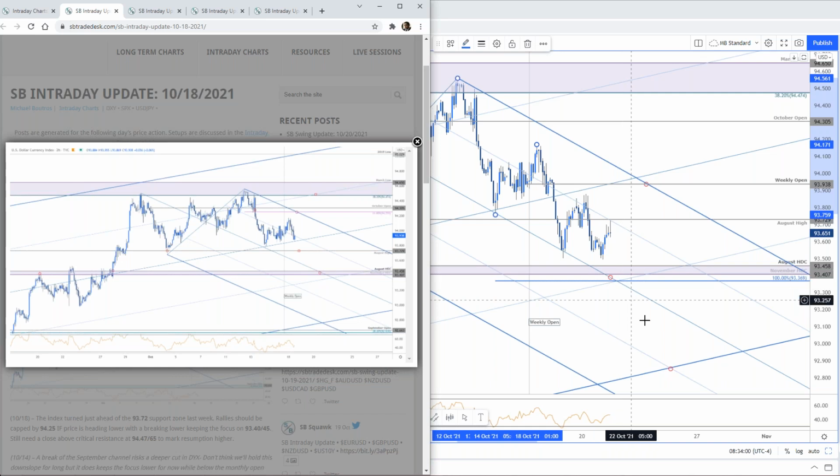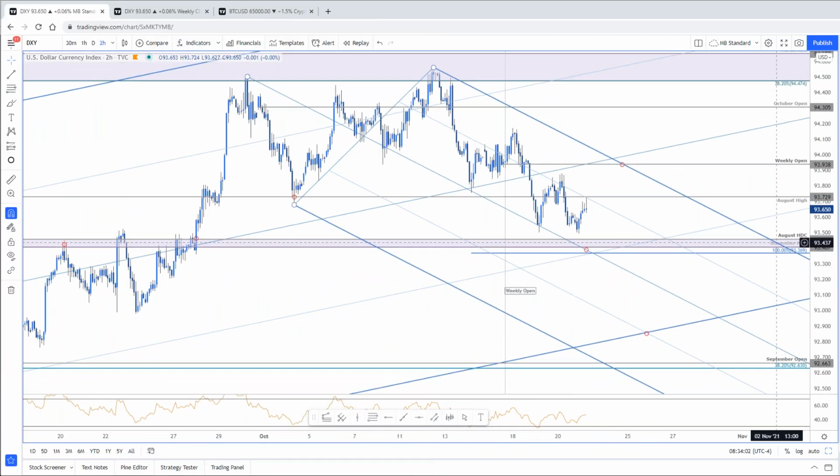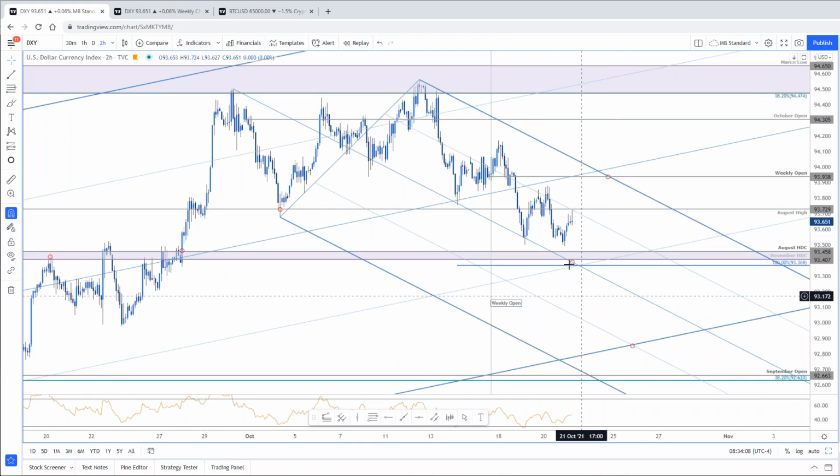If this breaks, man, there's a lot of way down. There's nothing here until you could dip all the way down to the lower parallels, like the 92.80s. So I'm really looking for an inflection here. If we get a little bit lower in the dollar, 93.36, 93.45, I want to see some reaction here. We need a close below to continue favoring the short side in dollar near term.